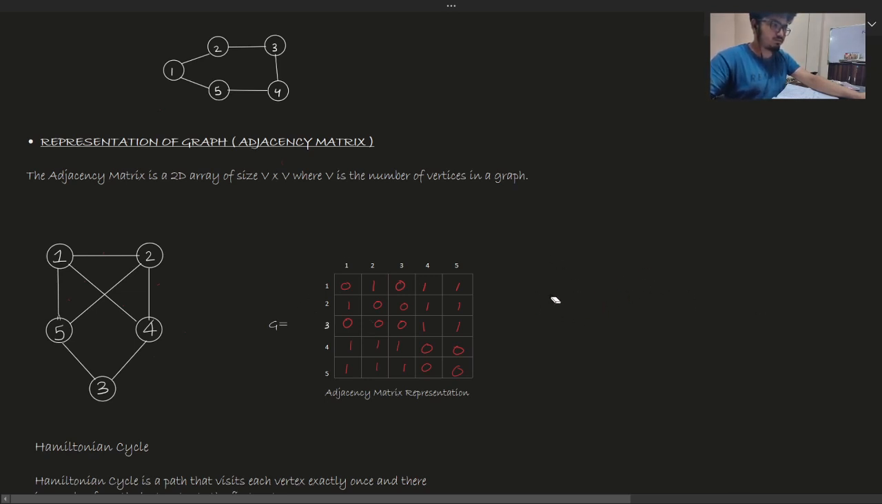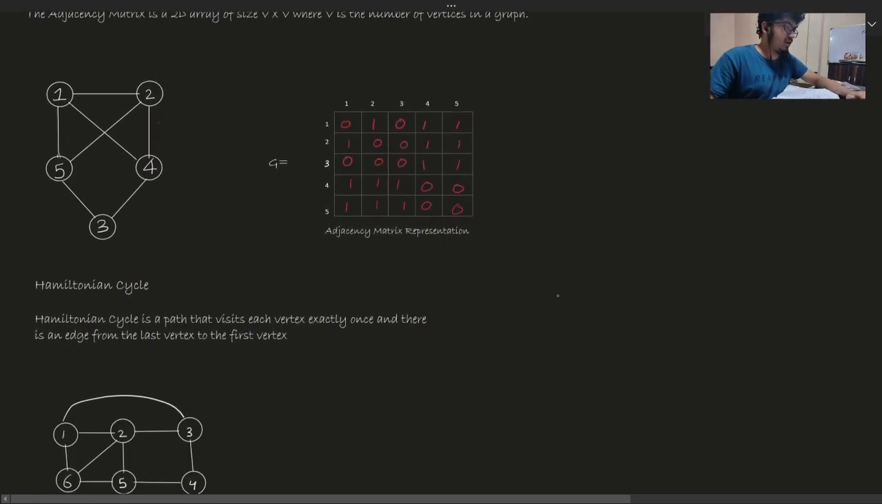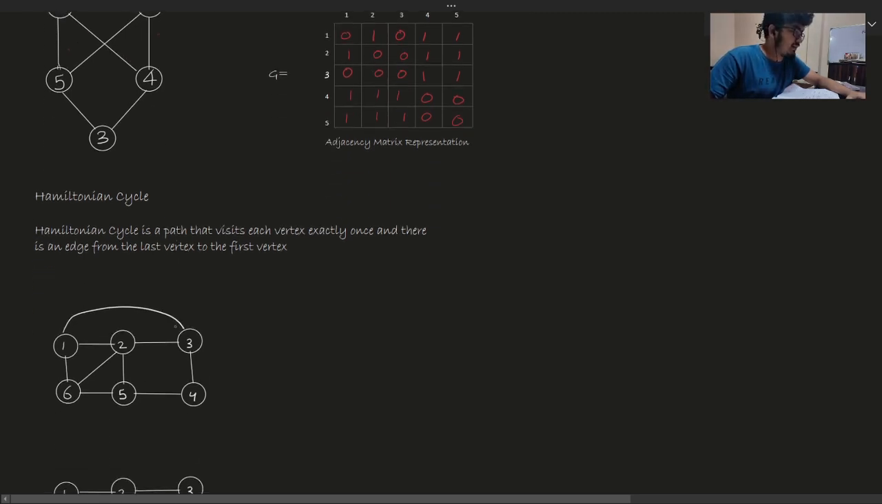Now, what is a Hamiltonian cycle? A Hamiltonian cycle is a path that visits each vertex exactly once, and there is an edge from the last vertex to the first vertex. What does it signify, guys? Listen.